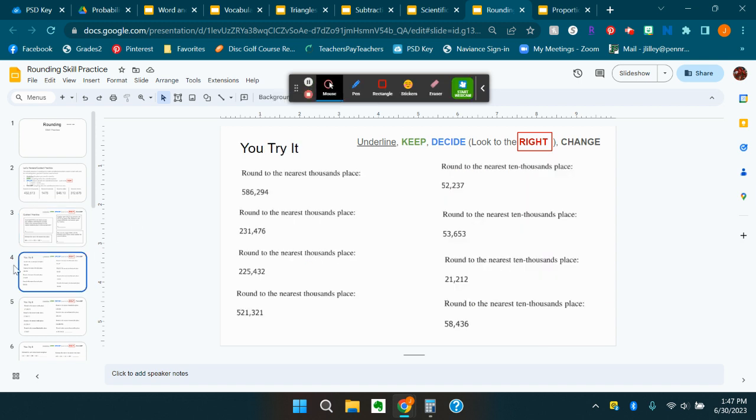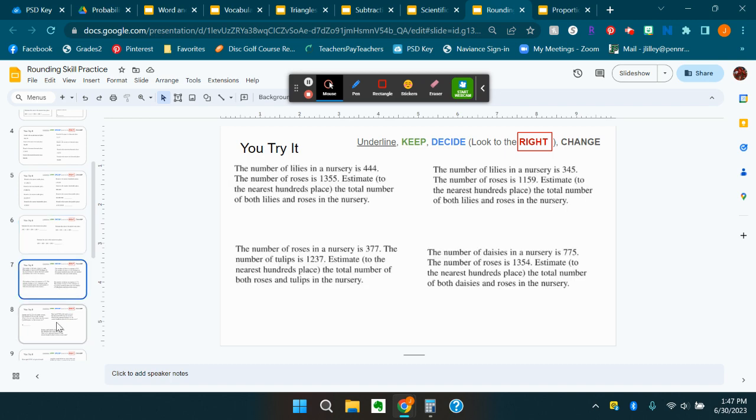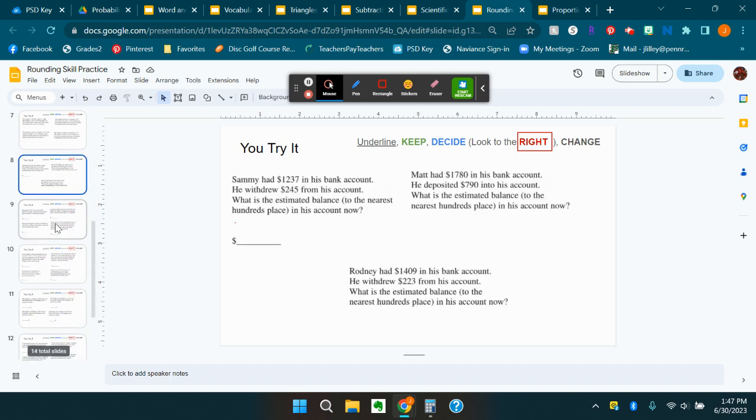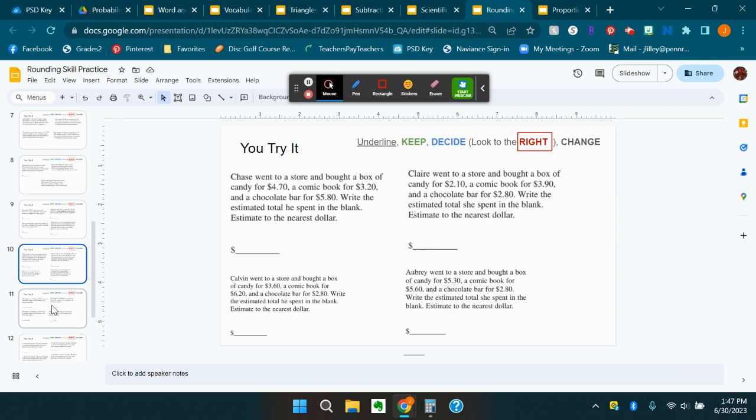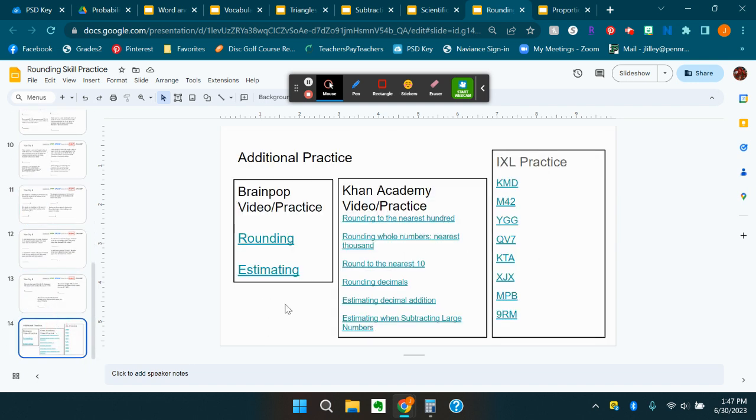You are going to go ahead and do the You Try It problems. Make sure that you use the directions at the top of each page to help you, but you can also look back and re-watch these examples in the video if you get stuck. And then when you're finished with the You Try It problems, if you feel like you still need more practice, there are links at the end for extra practice.